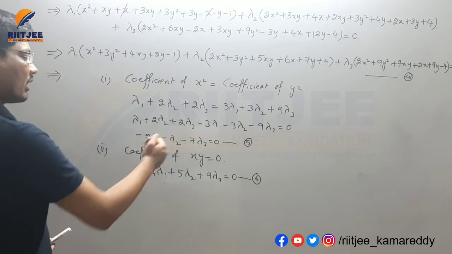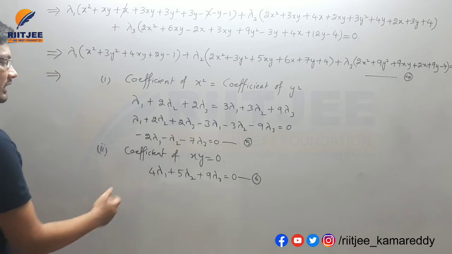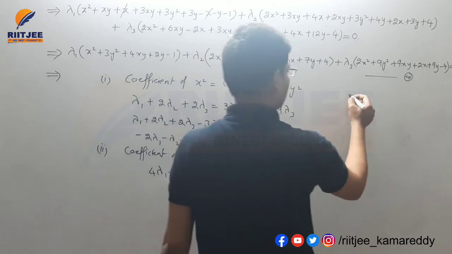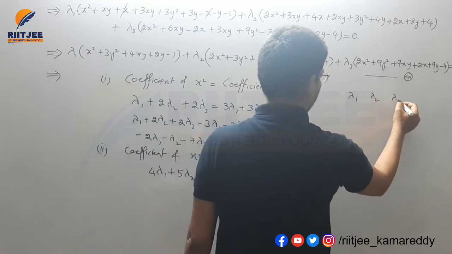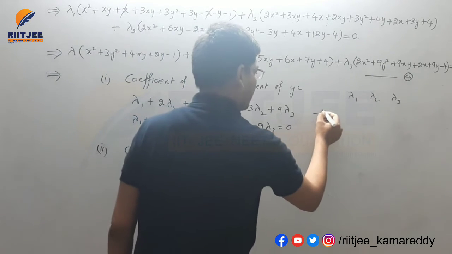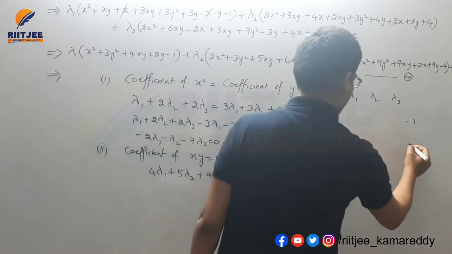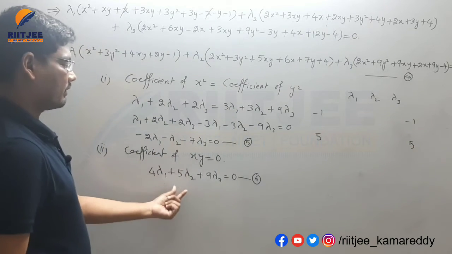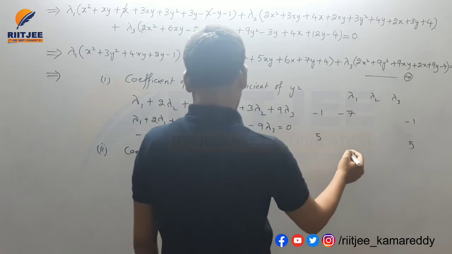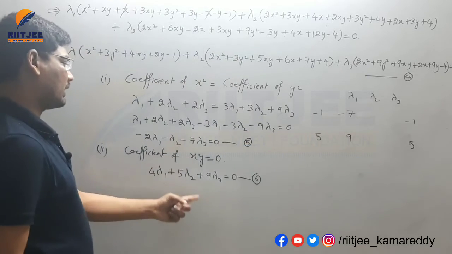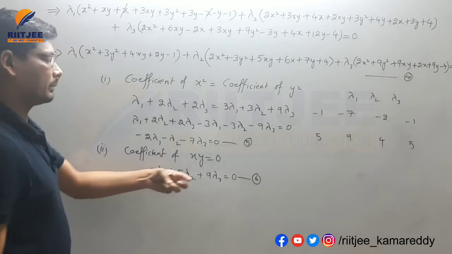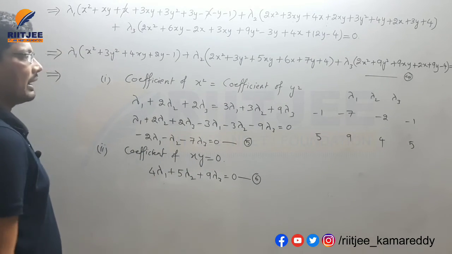By solving equations 5 and 6 here, we need the values of lambda 1, lambda 2, lambda 3 here. Here we need to find the values. Write the terms here: minus 2, minus 1, 5, minus 1, 5. Here I am writing the coefficient of lambda 2 here first and last. Let's write the coefficients of lambda 3 here: minus 7, 9, and minus 7, 9, and minus 2, 4, minus 2, 4. This is the representation of finding lambda 1, lambda 2, lambda 3 values here.